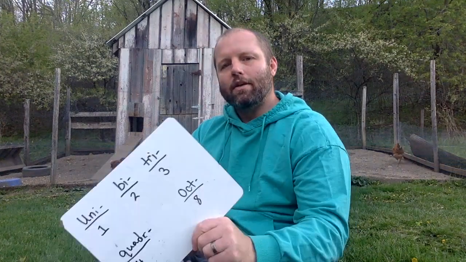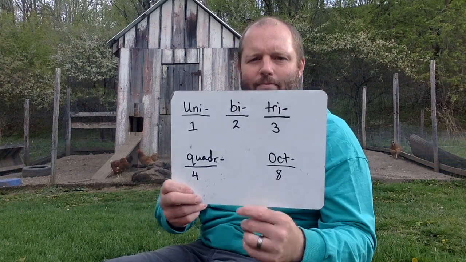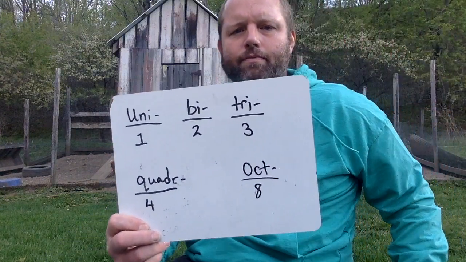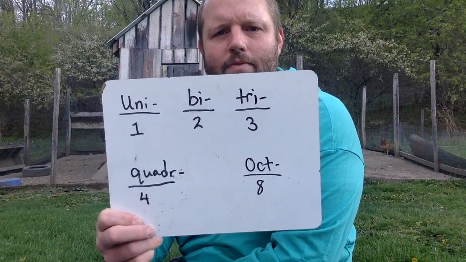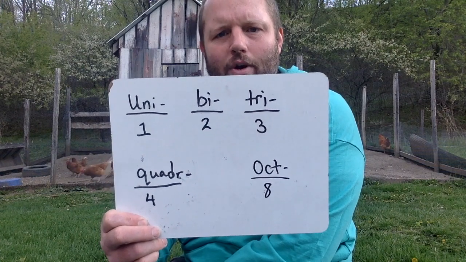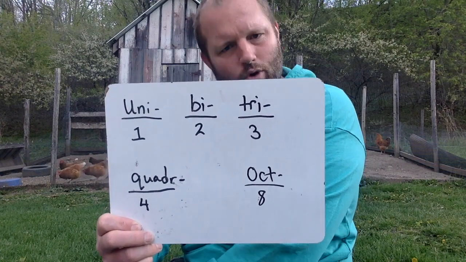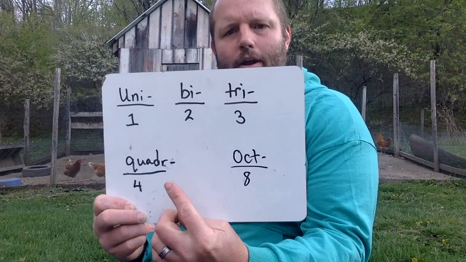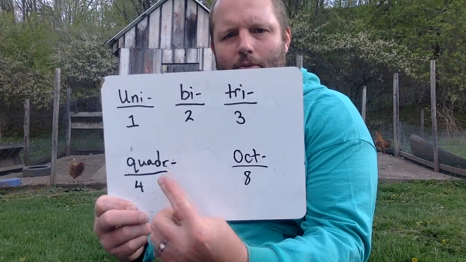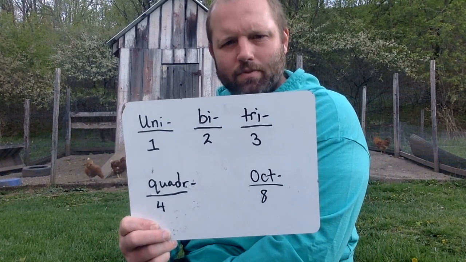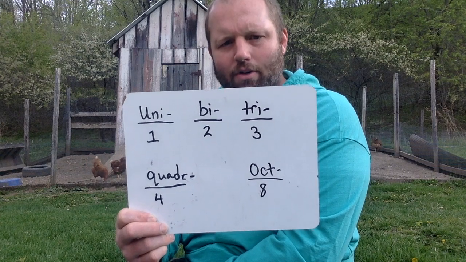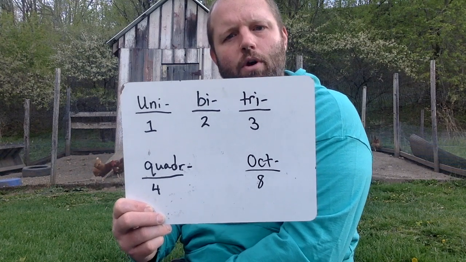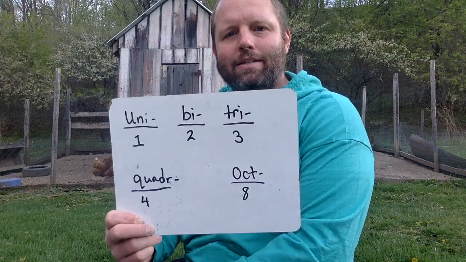So here are the prefixes we've got today. We have uni, which means one, bi, which means two, tri, three, quad. I put an R on the end of quad because that's what we do when we add it to a word, we add an R. So quadra is 4, and all the way up to oct, which is 8.